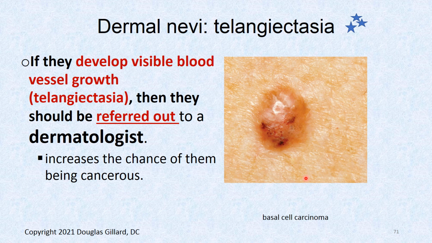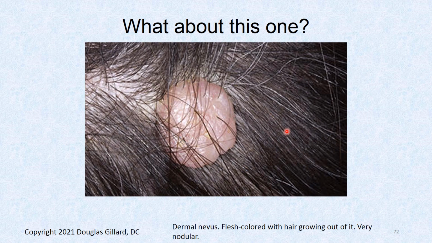Now telangiectasia. So this is no good. If they start developing blood vessels within them, that means rapid growth is occurring. That's a very strong indication that it's becoming cancerous. If you see telangiectasia, they have to be referred.